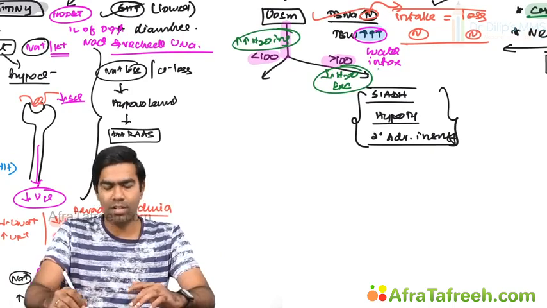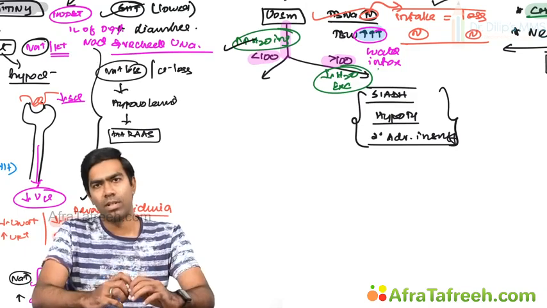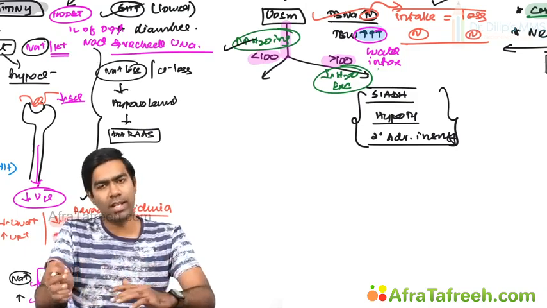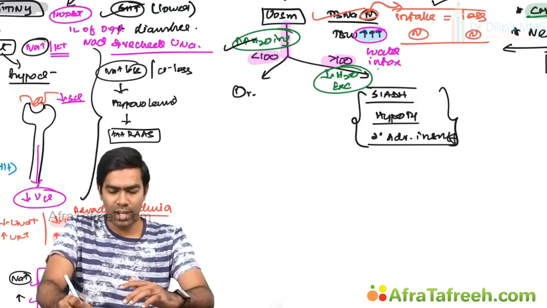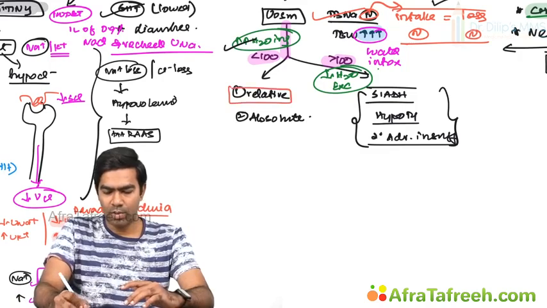Now, if you have a low urine osmolality, it means excessive water ingestion, that's the problem. So there are two reasons where you can get excessive water ingestion. One is relative excessive water ingestion. Second is absolute excessive water ingestion. So what do you mean by relative excessive water ingestion?